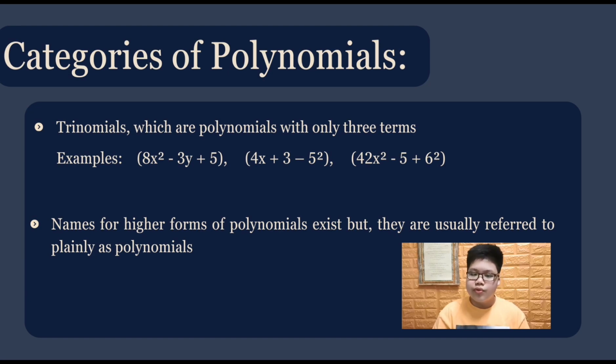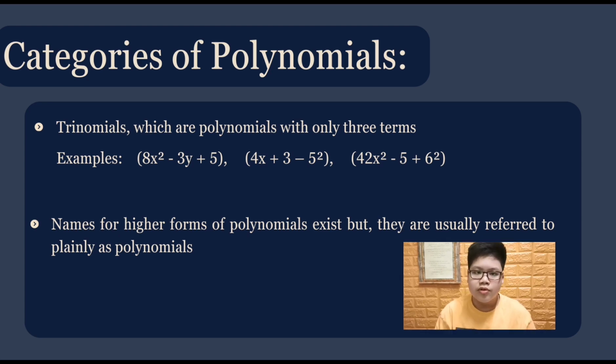Trinomials, which only have three terms. Examples: 8x squared minus 3y plus 5, 4x plus 3 minus 5 squared, and 42x squared minus 5 plus 6 squared. Polynomials with more than three terms do have names. However, most of the time, they are just simply called polynomials.